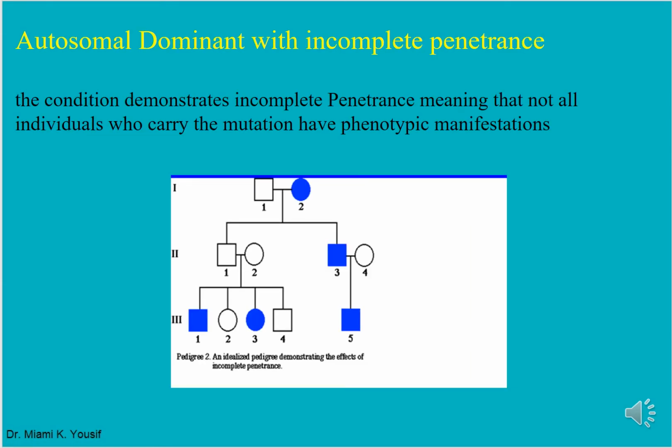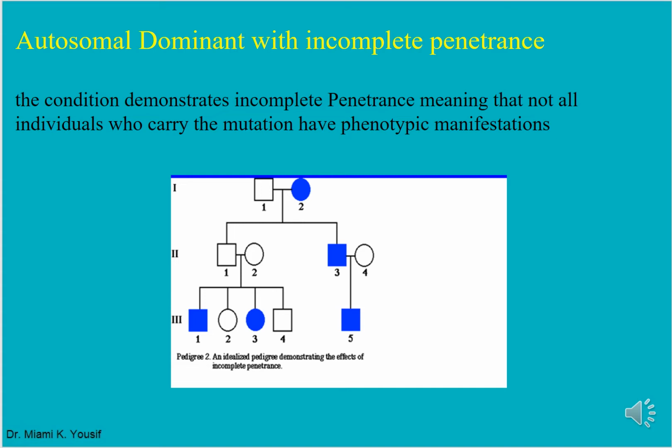Autosomal dominant with incomplete penetrance. This is a special case of autosomal dominant inheritance. What do we mean by incomplete penetrance? That is when the mutant gene is present in an individual, but it couldn't express itself in phenotypic manifestation.